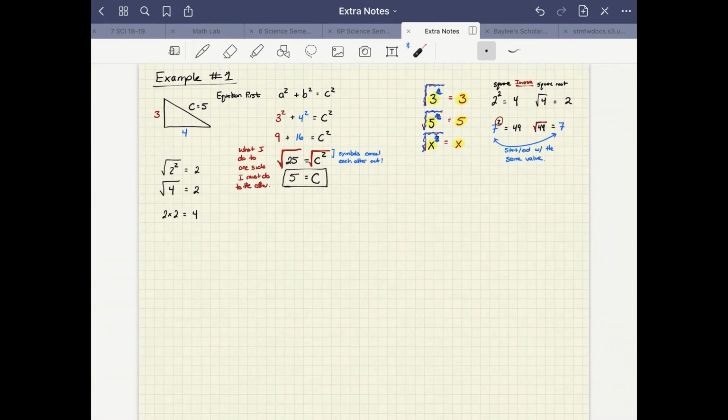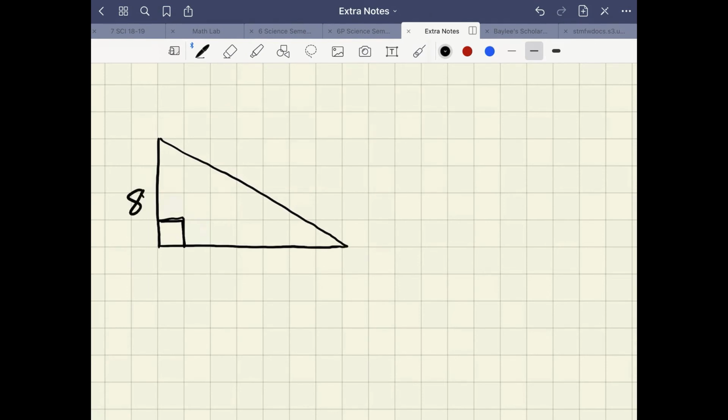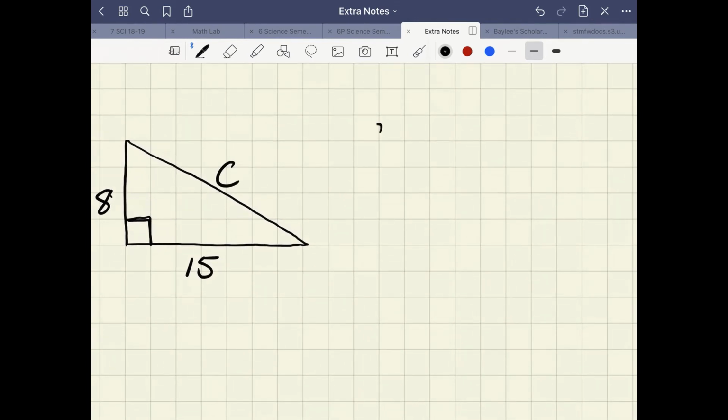Let's do another example here. I have a triangle that I want to go ahead and solve for the hypotenuse. I know this side is 8 and this side is 15, and I don't know c. So again, first thing I do is a squared plus b squared equals c squared. I'm going to color code this for you. So 8 is going to be blue, and 15 is going to be red.